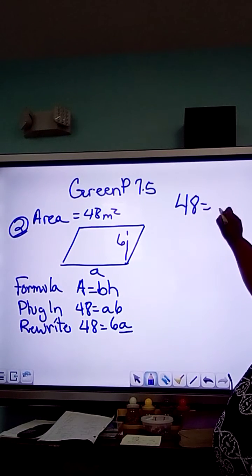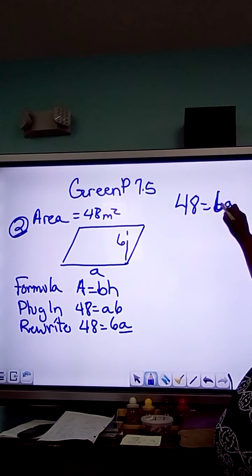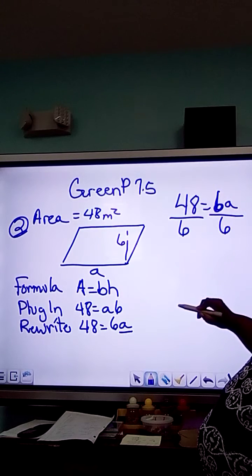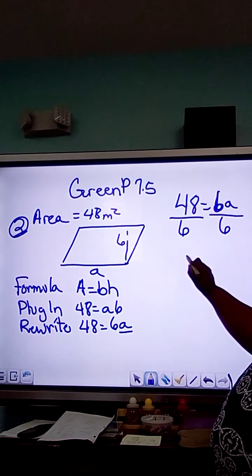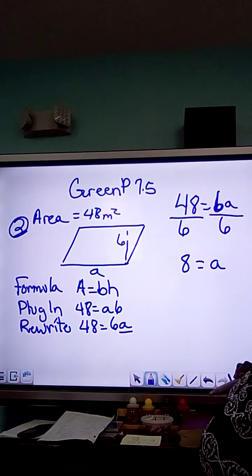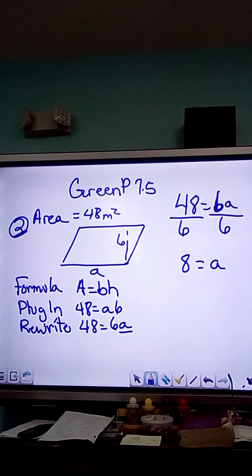48 is equal to 6A. The inverse is to divide by 6. And therefore, 48 divided by 6, the value is 8. And A is left alone. Okay? That's problem 2. Let's move on to the next one.